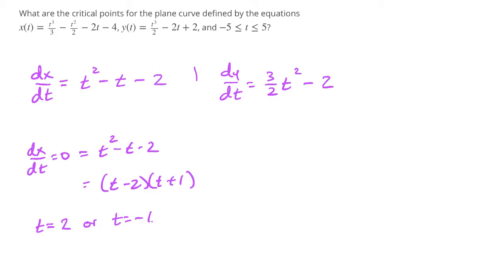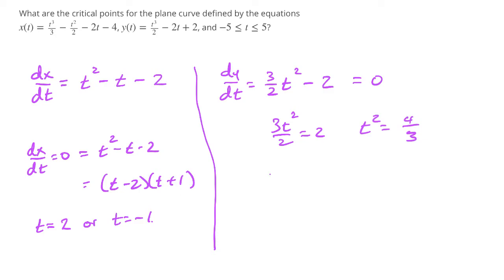And likewise, to find out where our derivative dy dx is equal to 0, we want to set dy dt equal to 0. So this is going to give us 3t squared over 2 equal to 2. So our t squared is going to be 4/3. So we have values for t being plus or minus 2 over root 3. And so what we have now is actually four different values for which our parametric curve is going to have critical points.